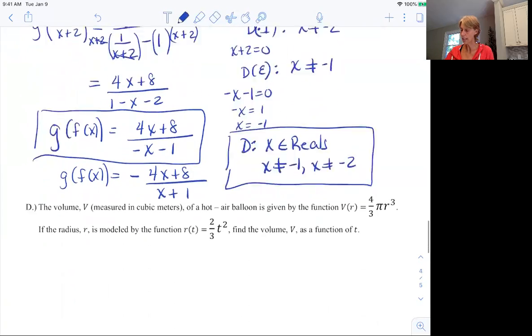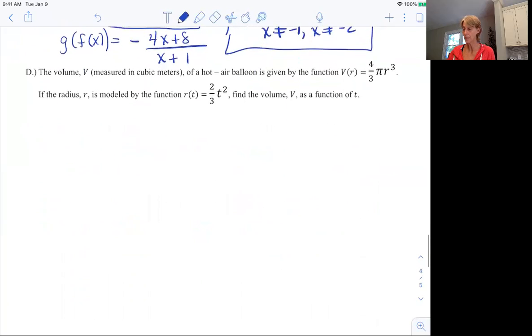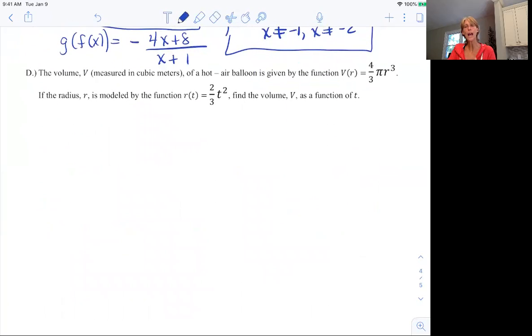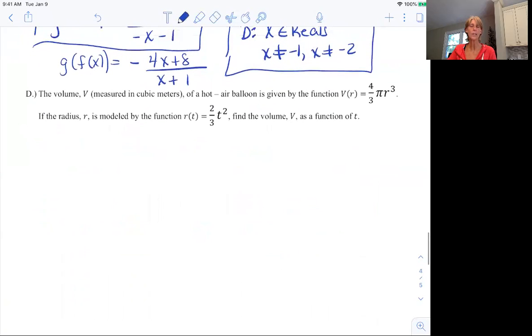Last question I want to actually go through with you today is sort of an application type of problem, okay? So how can this be used in the real world? Volume V, measured in cubic meters, of a hot air balloon is given by the function V of r equals 4/3 pi r cubed. If the radius is modeled by the function r of t equals 2/3 t squared, find the volume V as a function of time.